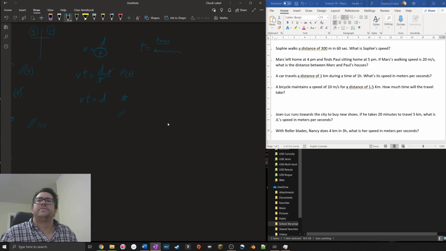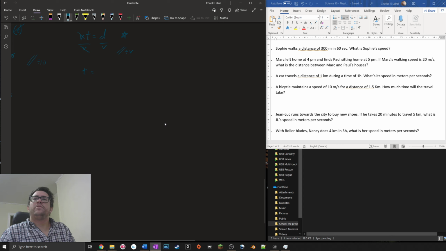So on both sides, we're going to divide by V. Divide by V, divide by V. This cancels out, and you're left with T equals... what does this say on top here? D divided by V. That's another formula.